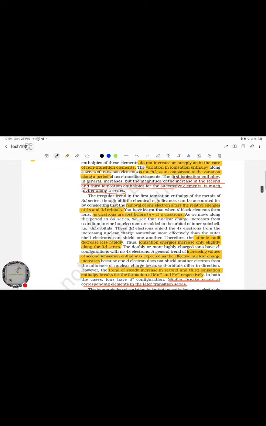Okay, fine. The irregular trend in the first ionization enthalpy of the metals of the 3d series, though of little chemical significance, can be accounted for by considering that the removal of one electron alters the relative energies of 4s and 3d orbitals.